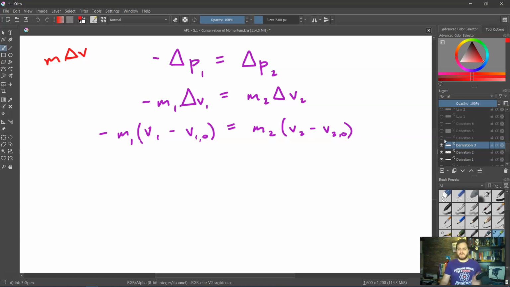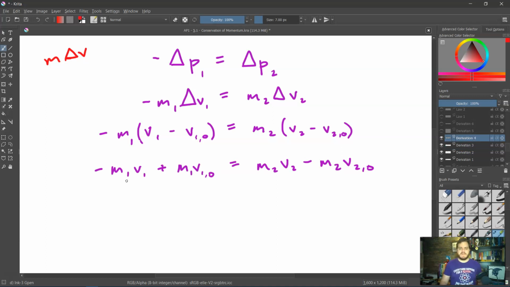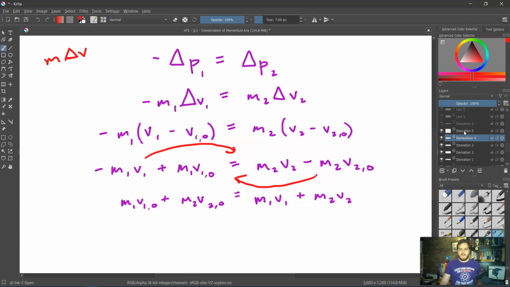Now let's distribute a bit, so we multiply those masses in. I multiply M1 by both pieces, M2 by both pieces, and note, since this was negative, negative times a negative will give me a positive here. And at this point, let's rearrange a little bit. I don't really like negatives, so let's move this one over to the other side, and this one over to this side, so I get everything positive. And we actually see now I get M1 V1 naught plus M2 V2 naught is equal to M1 V1 plus M2 V2. But momentum is mv.